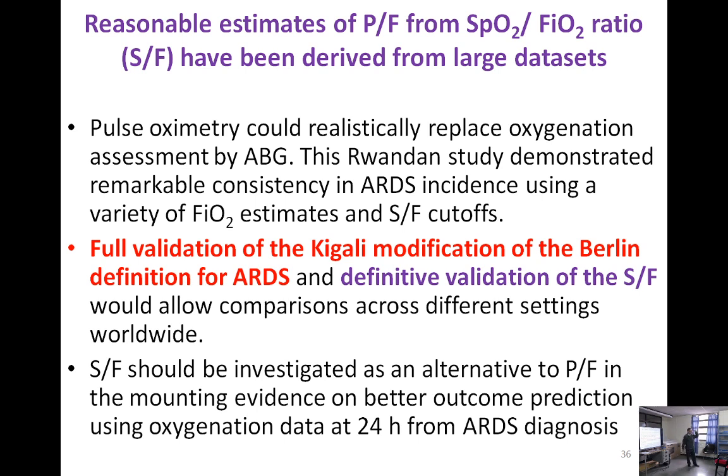Imagine the guy working in Rwanda, he thinks of this idea and it works. You just change the quantum, but the trend remains the same. So a variety of FiO2 estimates and saturation estimates you can do. This is the Kigali modification of the Berlin definition, because the Berlin definition fails when ABG is needed. The pulse oximeter you can still get, for 2000 rupees now, 1500 rupees. So it can change the Berlin definition and allow validation of this. It should be investigated as an alternative to oxygen tension in the blood. There may be better outcomes using this oxygen data at 24 hours in ARDS diagnosis.